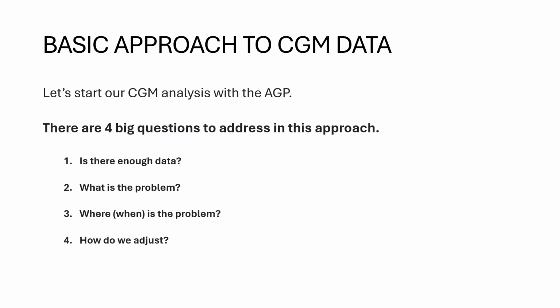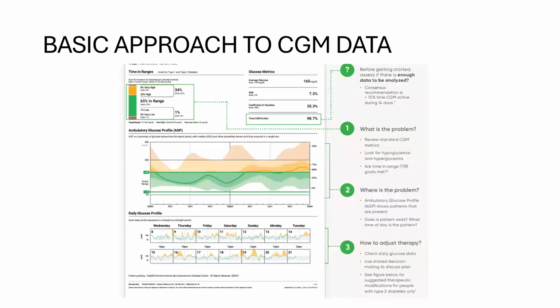There are 4 big questions in this approach. Is there enough data? What is the problem? When or where was the problem? And how do we adjust our treatment plan to make some improvements? So depending on how you look at it, there are 3 steps to interpret the data, and then you make your plan or adjustments as necessary. I think that's actually pretty nice. Let's look at this beast.